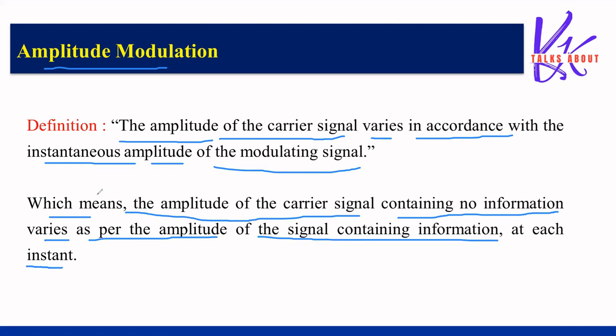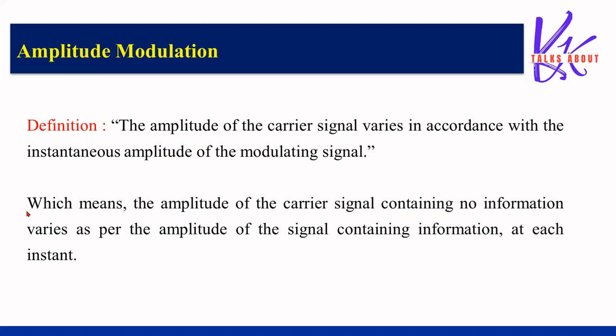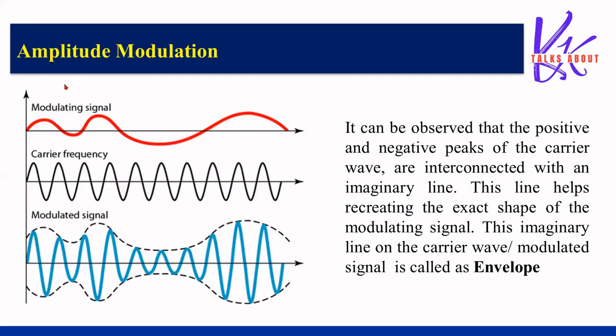So it is a continuous wave modulation. That's why we are saying that at each instance, the signal is getting modulated in terms of its amplitude. So this is the amplitude modulation by definition. Let us see how amplitude modulation is done. Now look at these waveforms.